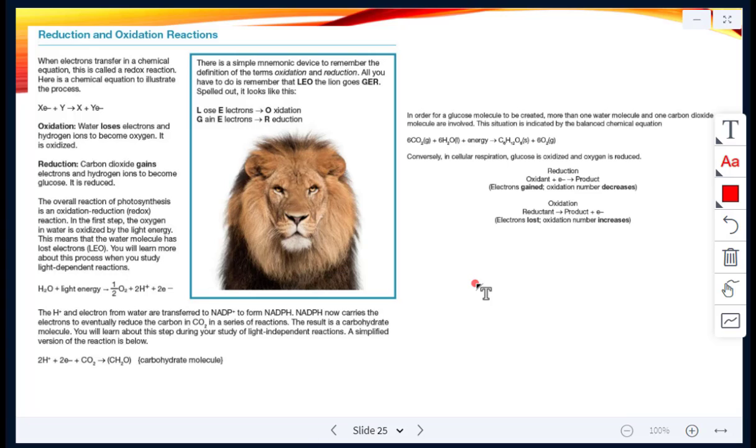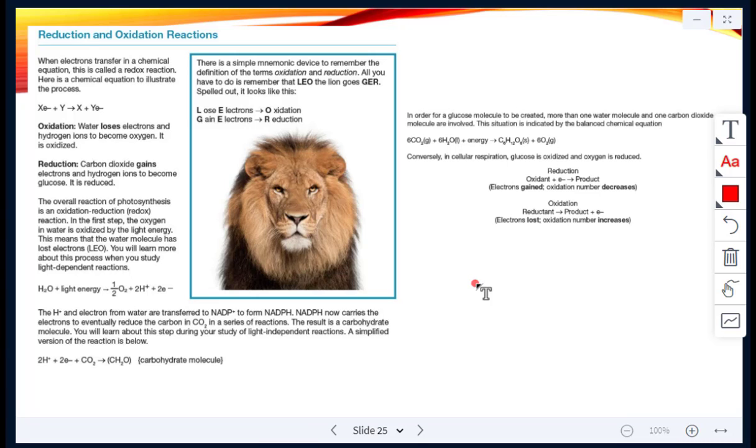All right, so just a quick summary then. When electrons transfer in a chemical equation, it's called a redox reaction, which is an oxidation and reduction reaction. So for example, oxidation: water loses electrons and hydrogen ions to become oxygen, so it becomes oxidized. Reduction, example: carbon dioxide gains those electrons and hydrogen ions to become glucose, so it's reduced. So the overall reaction of photosynthesis is an oxidation reduction, or redox, reaction.